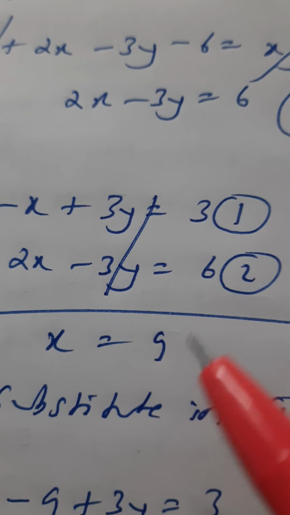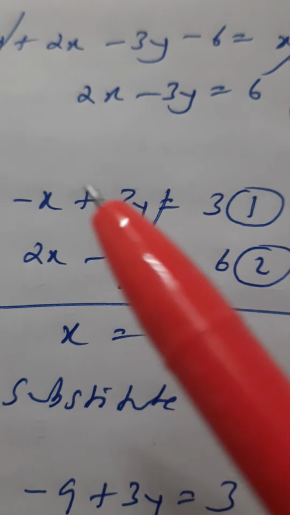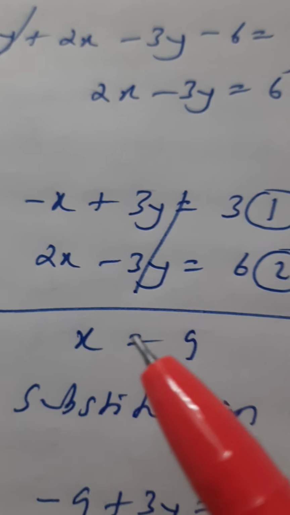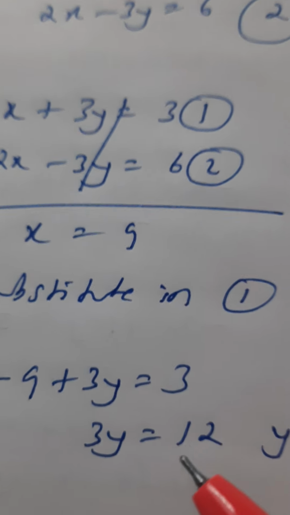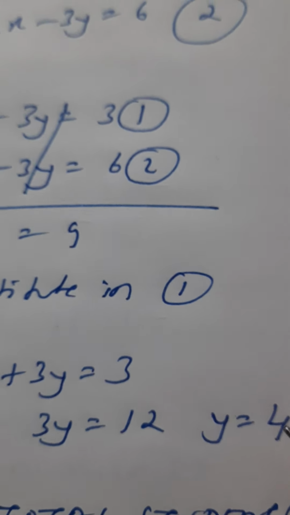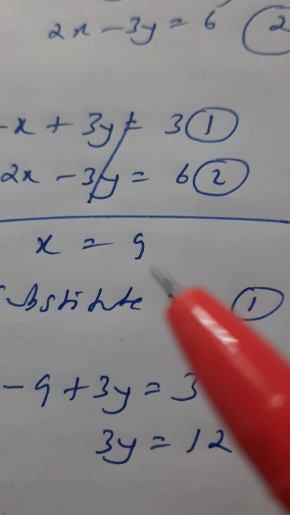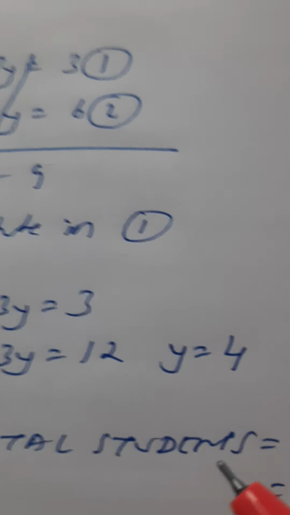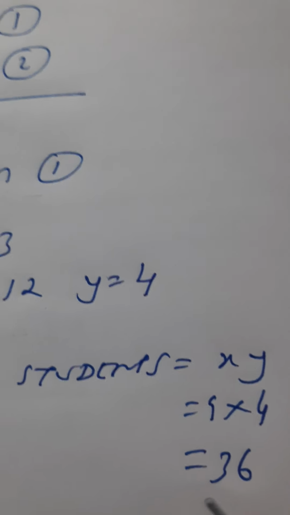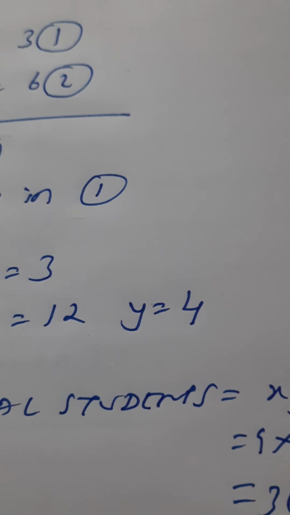So we get x is equal to 3 plus 6, 9. Substitute the value of x as 9 in any of the equations, and we get the value of y as 4. So the total number of students in the class will be the product of x and y, that will be 9 into 4, 36. So total students in the class will be 36.